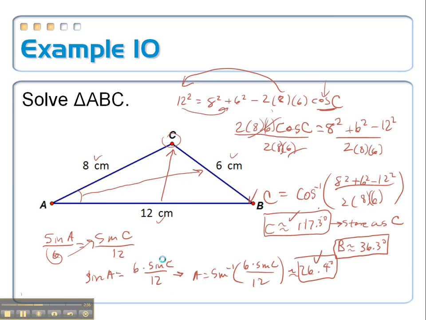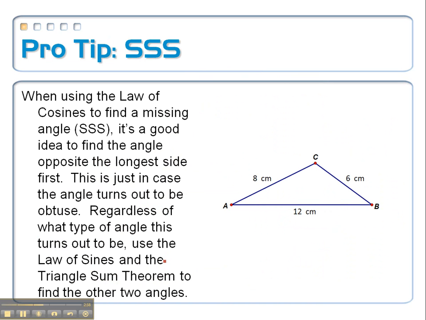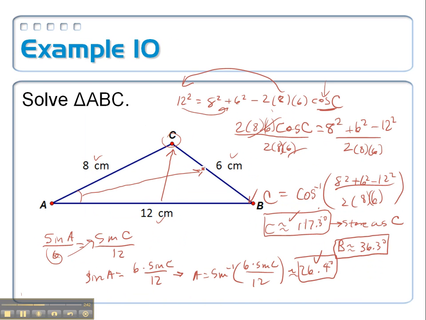So here's a pro tip then. Let's notice that on this previous exercise that this was side, side, side, which of course is a congruent shortcut. It makes one and only one triangle. We can use the law of cosines in order to find one of the missing angle measurements. Okay, so that's another one of the shortcuts that works with the law of cosines.